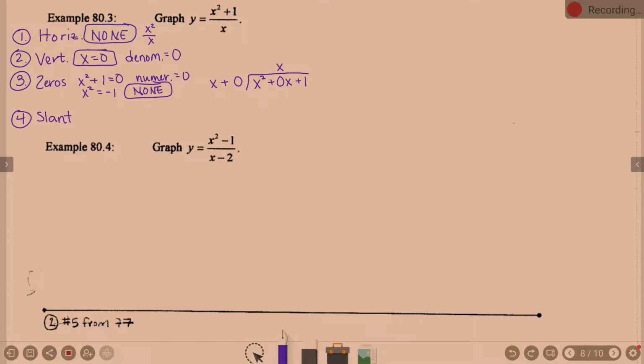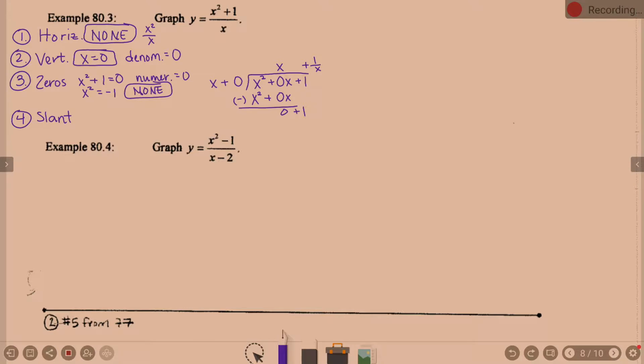Then you multiply. X times x is x squared. X times 0 is 0x. When you subtract these, you get nothing, right? And then you drop down the 1, except that x doesn't go into 0, does it? Or 1. And so this 1 is my remainder. And with a remainder, we say 1 over x.